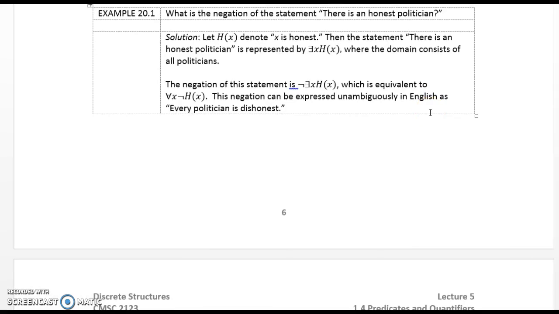Example 20.1. What is the negation of the statement, there is an honest politician? Solution. Let H of x denote x is honest. Then the statement, there is an honest politician, is represented by there exists x, H of x, where the domain consists of all politicians. The negation of this statement is the complement of there exists x, H of x, which is equivalent to for all x, the complement of H of x. This negation can be expressed unambiguously in English as every politician is dishonest.